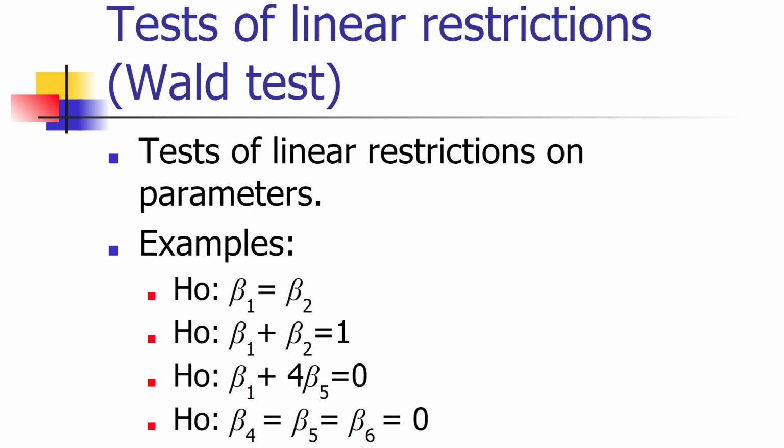And if we can't reject this null hypothesis, that suggests that as a group, those variables are not important in this particular equation. And this is commonly used when you're testing alternative model specifications, which is a topic we'll return to in a later video.